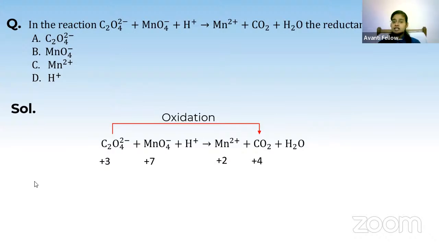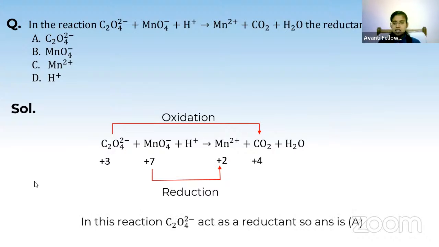And what about manganese? Manganese is moving from +7 to +2. A decrease in the positive number, decrease in the oxidation number. So it is called reduction. Okay. So the one which is undergoing increase in the oxidation number is called the reducing agent. So in this reaction, C2O4 2 minus acts as a reductant. That is the reducing agent.